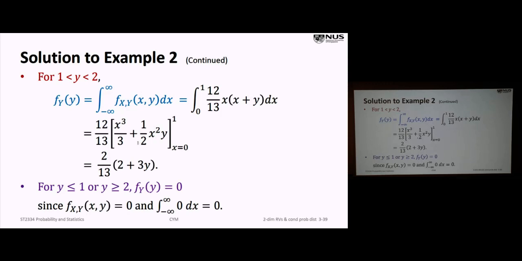Now this thing, when x is equal to 0, is basically 0, and when x is equal to 1, I'm going to get 1 over 3 plus 1 over 2 times 1 times y. So the result at the end is 2 over 13 times (2 plus 3y), when y is in this set, and it's 0 otherwise. Again, remember that the function I've computed is explicitly only a function of y and not x. If I get x in my final calculation, then I have a mistake.